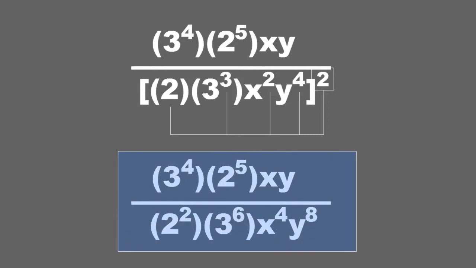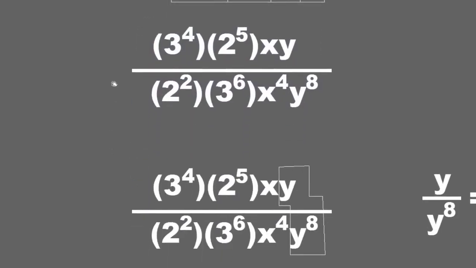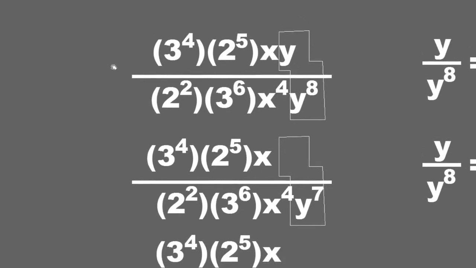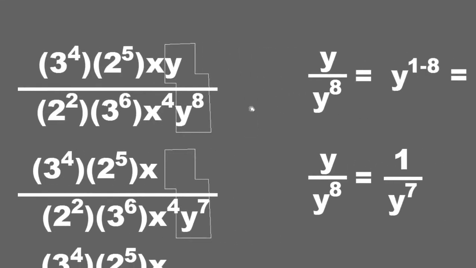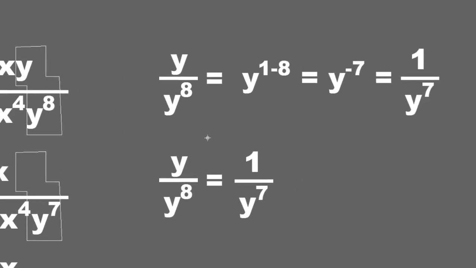So here we are up to now. What's next? Well, I can start by working with the y's. Now the y's, I have a y on the numerator and y on the denominator. So if you look at the properties of exponents, you have a division of numbers with exponents. It becomes y with exponent 1 divided by y with exponent 8.